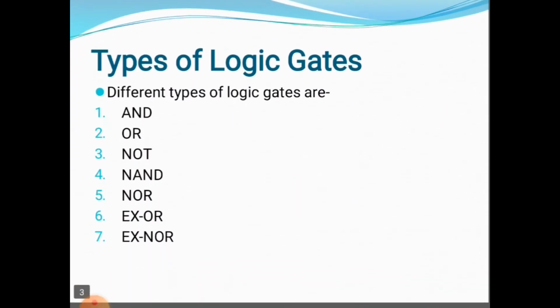Types of logic gates. There are different types of logic gates. First, AND gate. Second is OR gate. Third, NOT gate. Fourth, NAND gate. Fifth, NOR gate. Sixth, XOR gate. Seventh, XNOR gate. Let us see one by one.